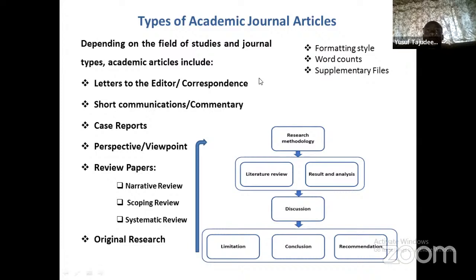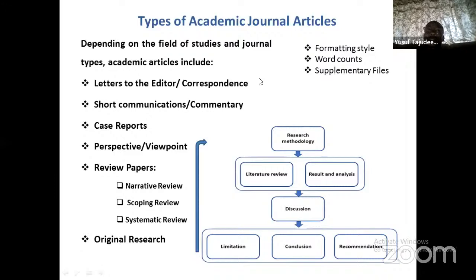Commentary is different from short communications in the sense that in commentary you are actually providing a comment on a previously published paper. If a paper is published in a journal and you feel like you need to provide additional information regarding this particular article, this is why you write a commentary. Commentary is also very short, within the word count of 1,000 to 1,500. So when you are writing a commentary, you write in response to a particular paper published in a particular journal.